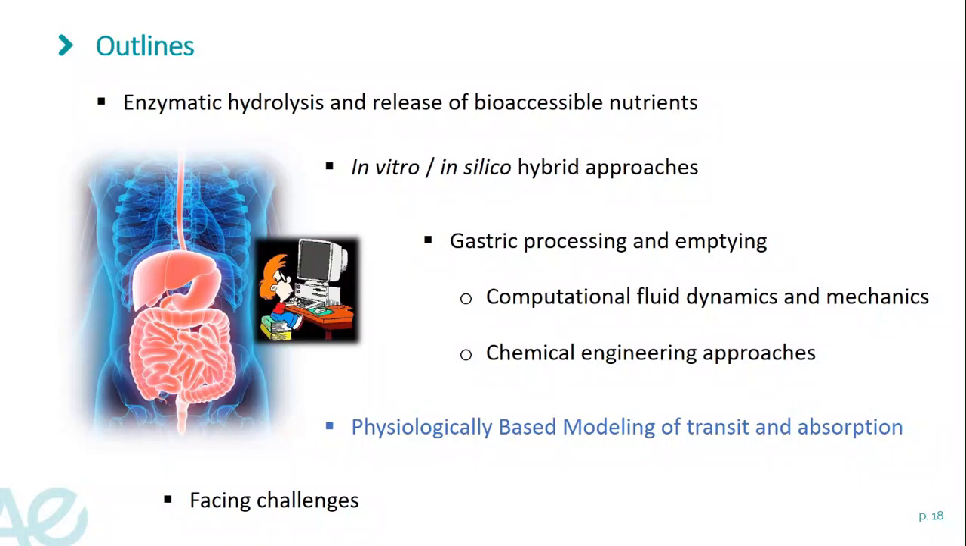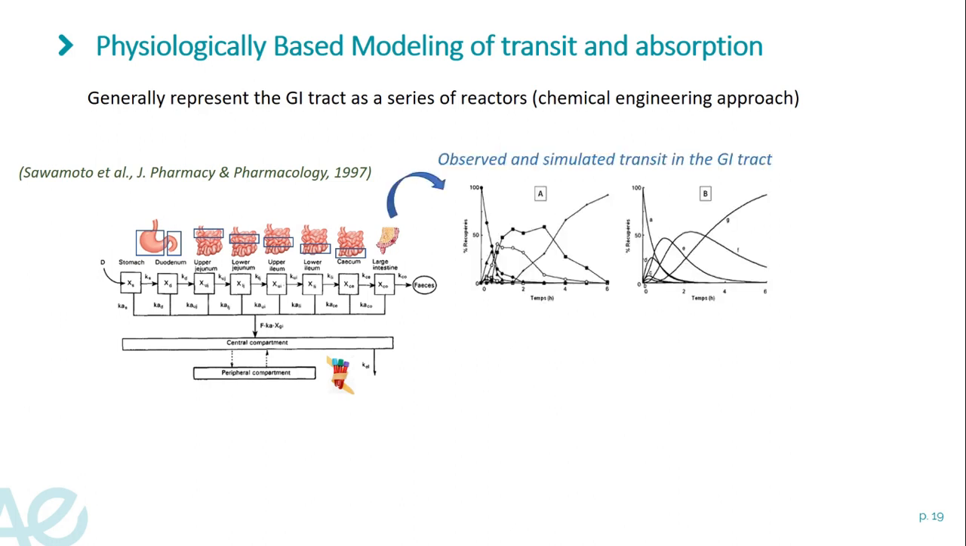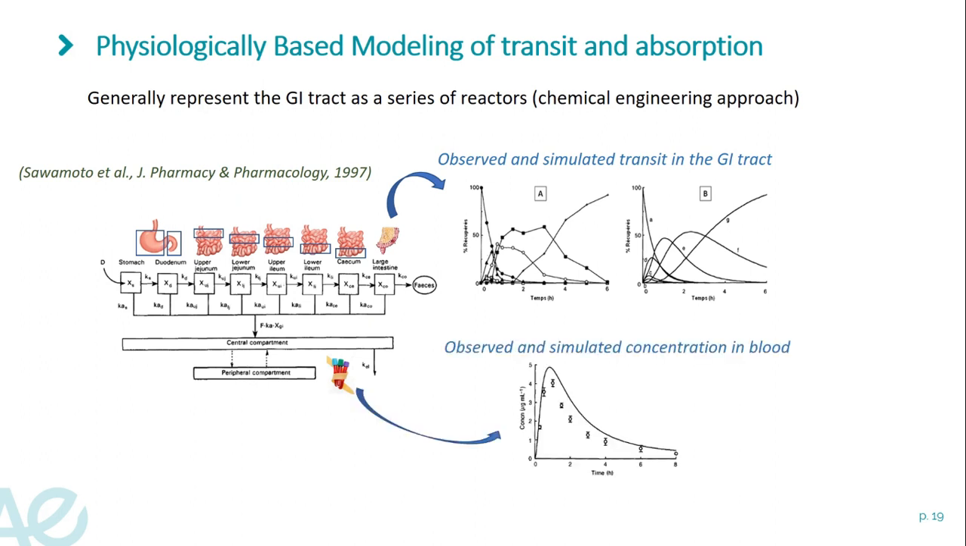I will now briefly illustrate some systems view approaches that are based on physiologically based modeling of transit and absorption. These approaches are generally based on compartmental modeling, in which the GI tract is represented by a series of reactors. As you may see, we can consider the stomach, different fractions of the small intestine, and the large intestine. Here is an example of observed versus simulated transit of a product within the GI tract with a very nice correlation. And with those models, we can also simulate the blood concentration of a product as a function of time.